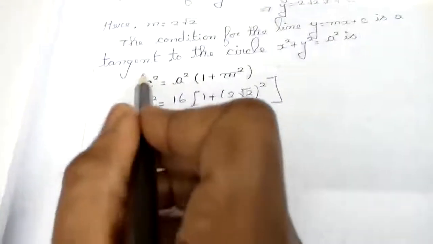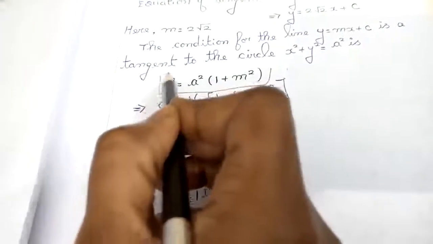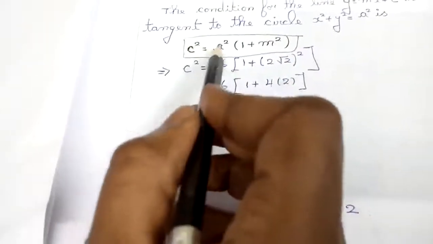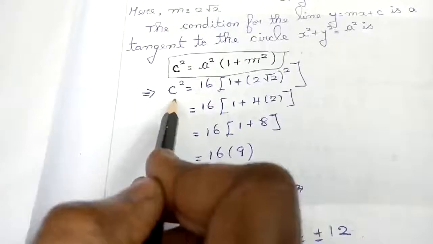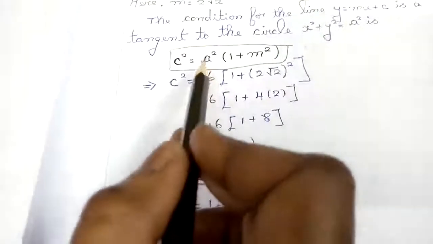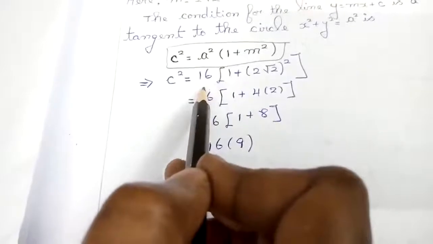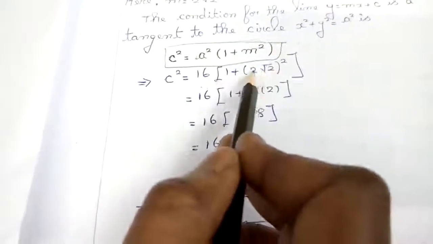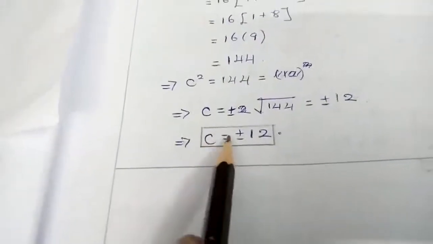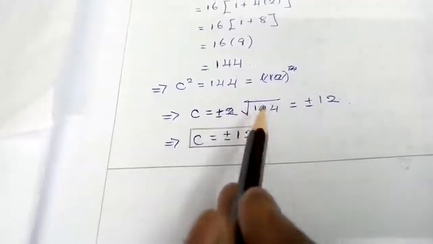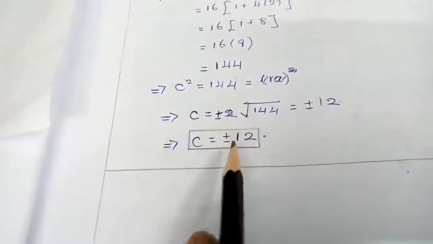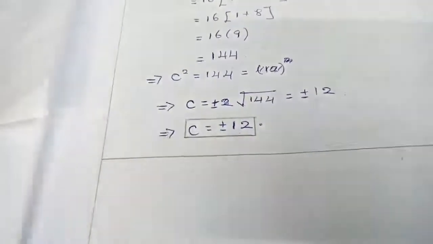For that, we are going to take this particular equation as the formula, that is c square is equal to a square into (1 plus m square), and this is the condition for this statement. In place of c, we are going to find the value. In place of a square, you replace the value as 16. In place of m, you give 2 root 2, the whole square. Just solve the value, students. After solving, you will get the answer for c is equal to plus or minus 12. That is, you will be getting the value as plus or minus root 144. Root 144 is nothing but plus or minus 12, which is the required answer.